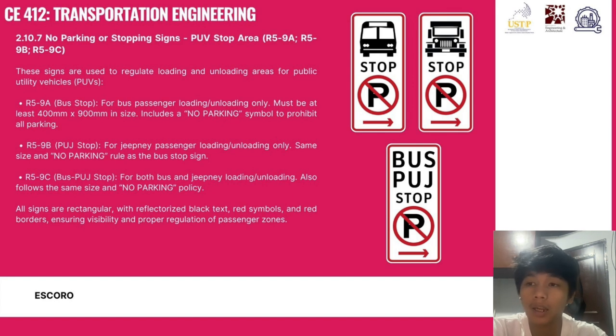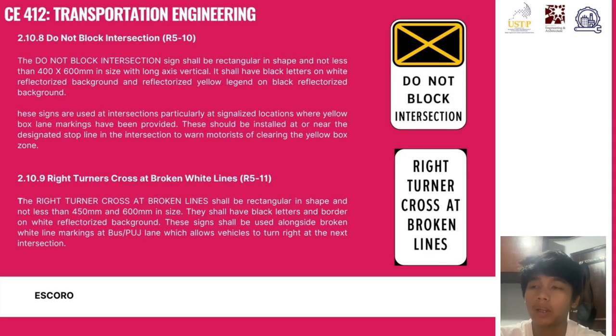All signs are rectangular with reflectorized black text, red symbols, and red borders, ensuring visibility and proper regulation of passenger zones. Next is the 2.10.8, the do not block intersection sign.